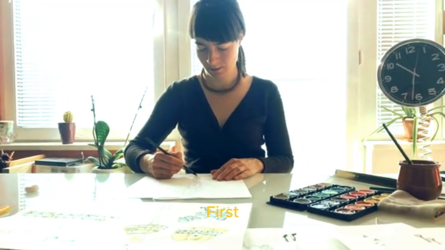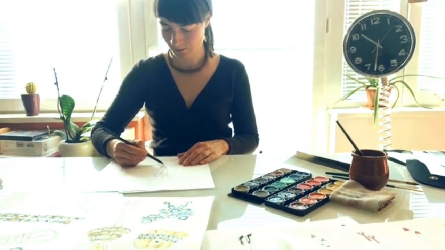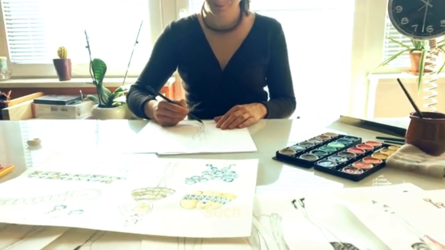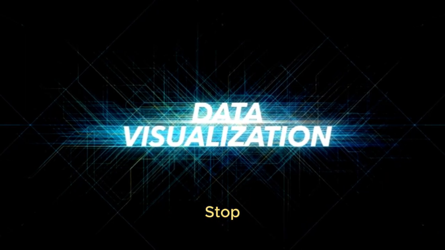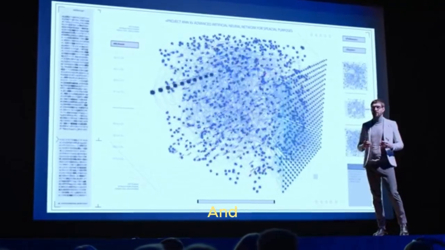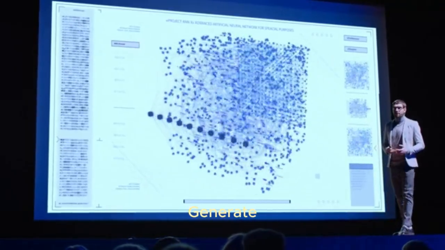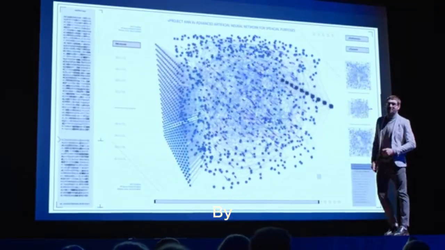First things first, what is generative AI? Generative AI is a branch of artificial intelligence that focuses on creating new content such as text, images, music, or video. But it doesn't just stop there. At its core, generative AI learns from patterns and structures within datasets to generate outputs that mimic the style and substance of the content created by humans.